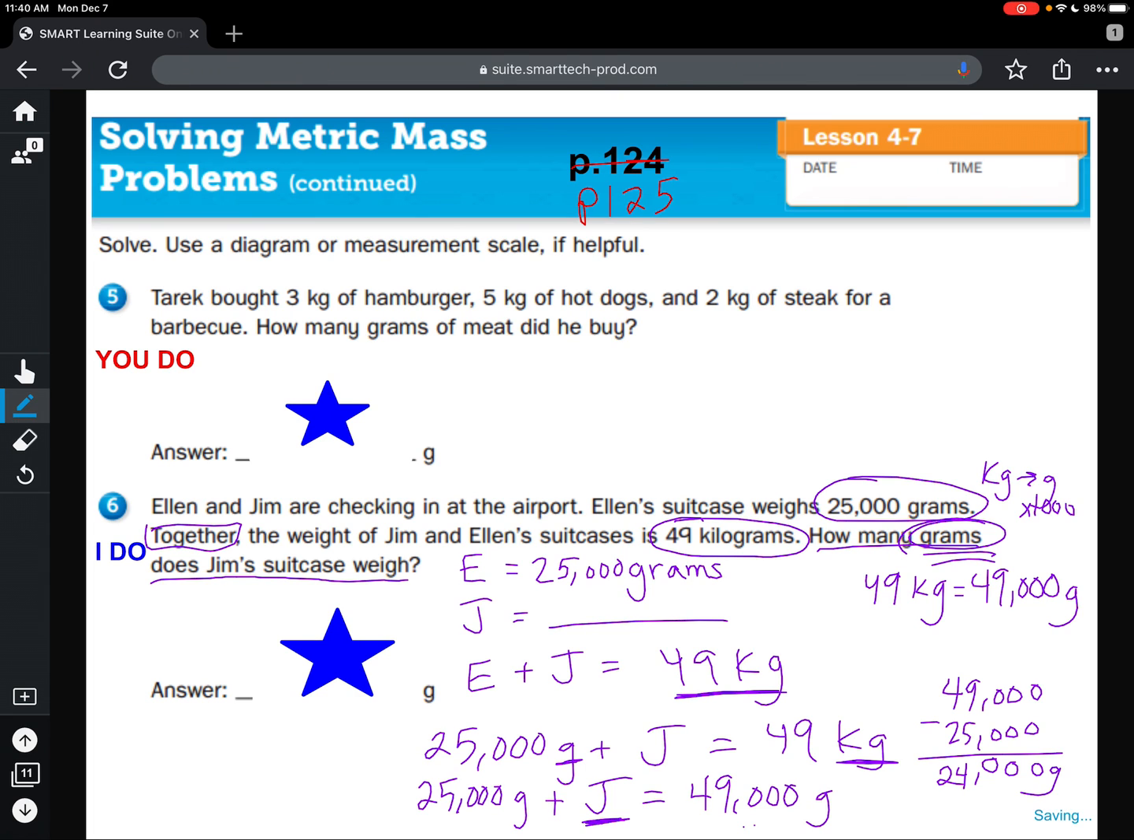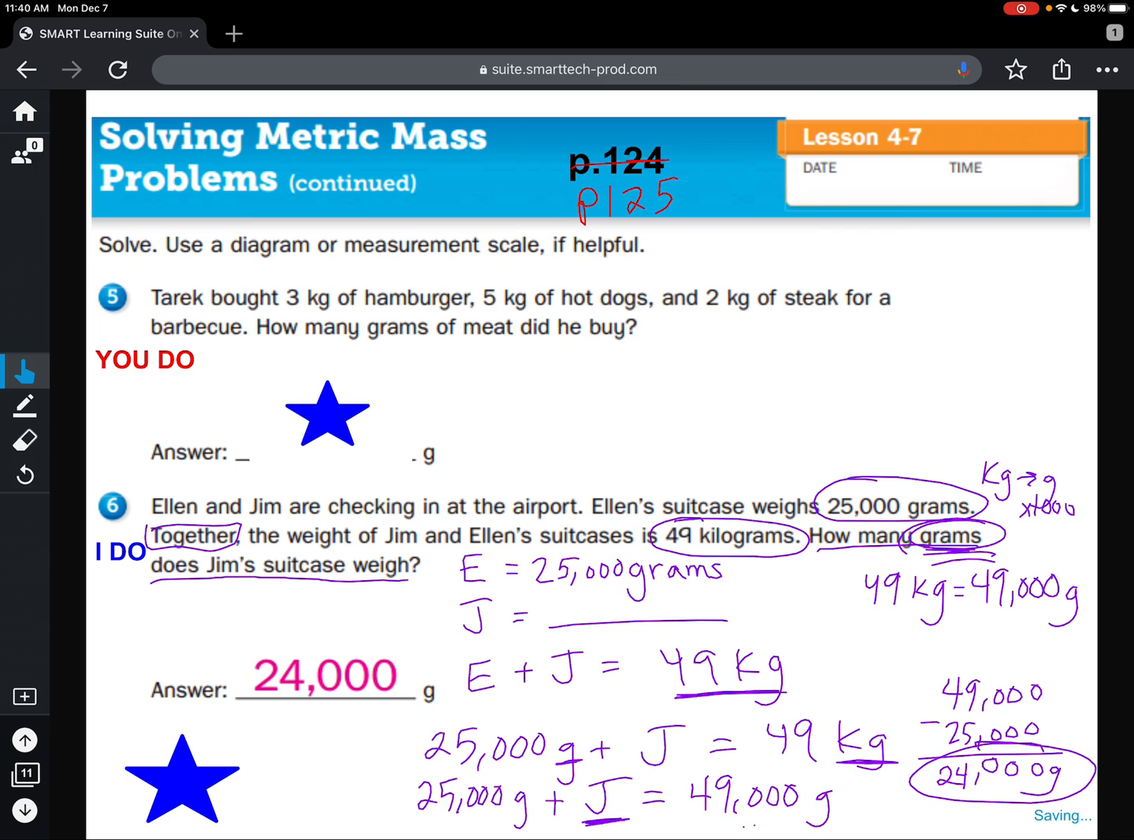So, we figured out that Jim's suitcase weighs 24,000 grams. Does my unit match what the answer wants it to be in? It does, so my answer is 24,000 grams. All I did was I had to convert 49 kilograms to grams so that my units matched.